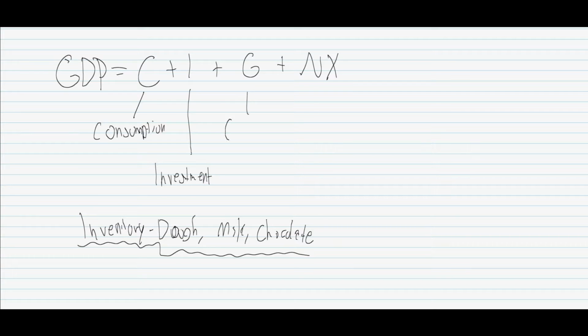G is government spending. I'll abbreviate government spending. And there's net exports. Net exports means exports minus imports. Exports is what we send out to other countries because they want to buy it from us. Imports is what we bring in when we want to buy stuff from other countries.